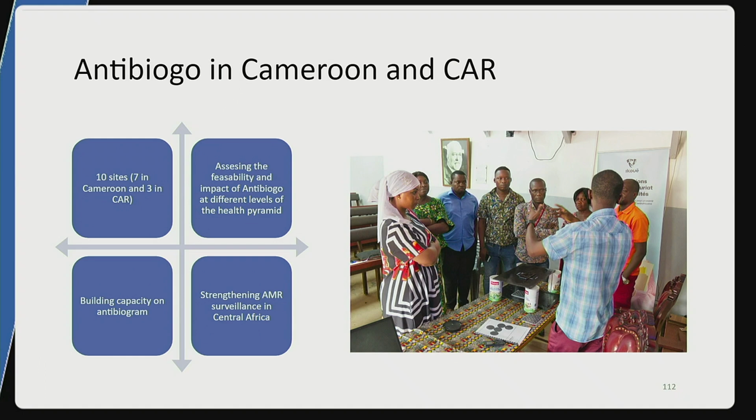And the last part is really to strengthen the surveillance in CAR, but also in Cameroon, because the different labs who will participate in Antibiogo will be building and strengthening the network by contributing, by sharing their data, but also by centralizing the procurement of the antibiotic discs, but also the quality control that we aim to perform at the central level, that will be at the Pasteur in CAR. Next slide.